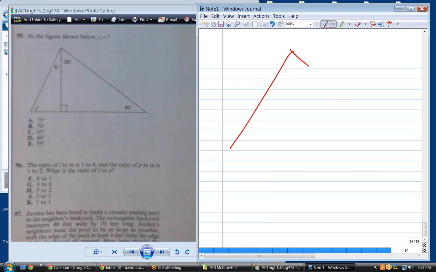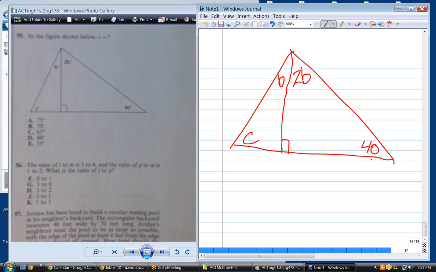Now, let's see here. That is 2B. This is B. This is C, and this is 40. What is C? Okay, well, B is going to be 30, right? Oh no, it's not 90 degrees. Okay, wait, hang on. So 90 plus 40.